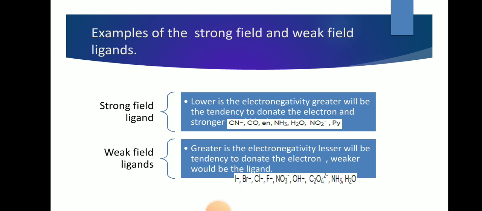Weak field ligands are those that have greater electronegativity. The greater the electronegativity, the lesser the tendency to donate the electron, and the weaker the ligand. All halogens, nitro, hydroxide ion, oxalate ion, ammonia are weak field ligands.